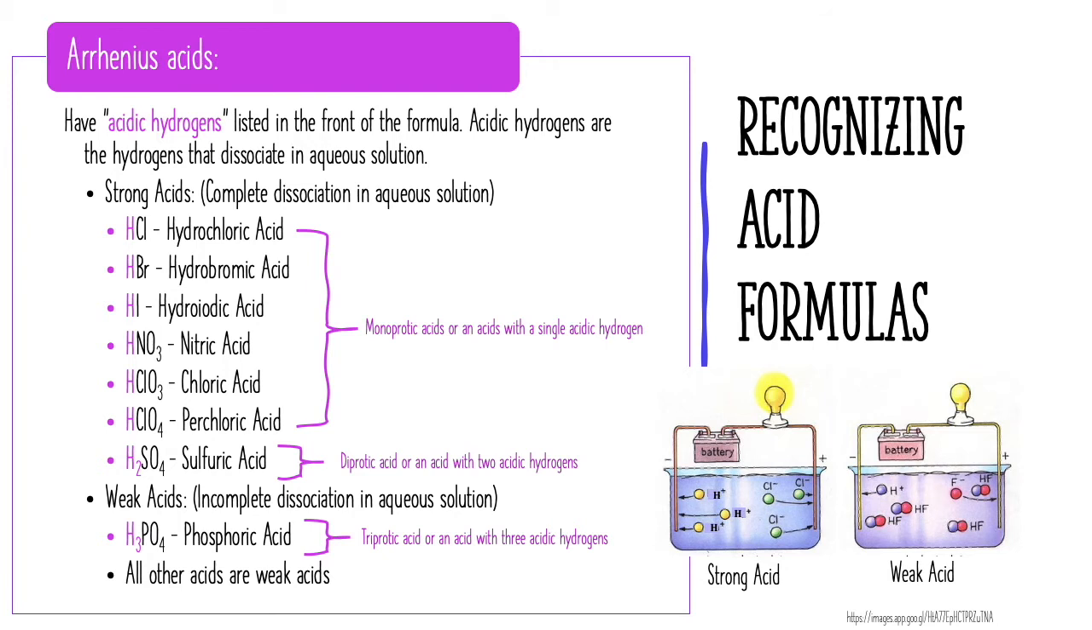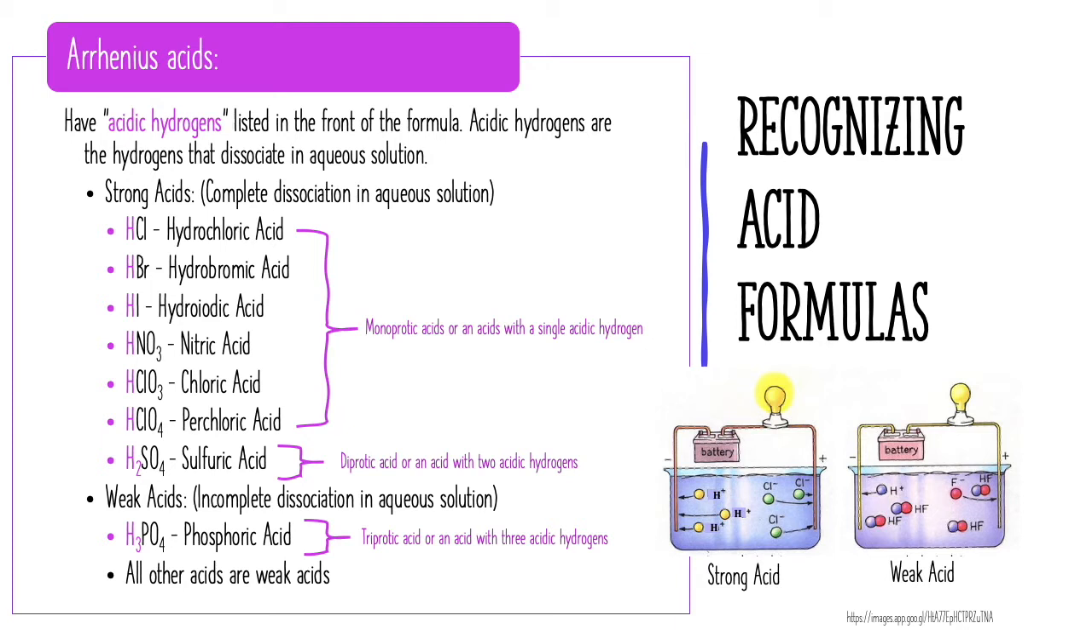All right, now let's talk about recognizing acid formulas. Arrhenius acids have acidic hydrogens that are listed in the front of their formulas or at the beginning of their formula. Acidic hydrogens are the hydrogens that are going to dissociate in aqueous solution. So if you take a look at all of these acids, whether they're listed under the strong acid or weak acid, you'll notice that the hydrogens in all of these formulas are listed in the front. So these are the hydrogens that will be dissociating.